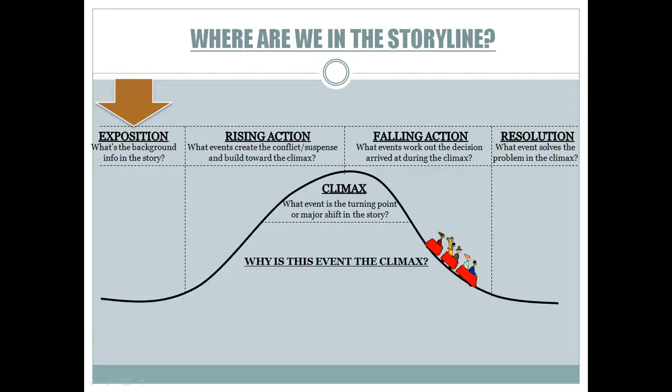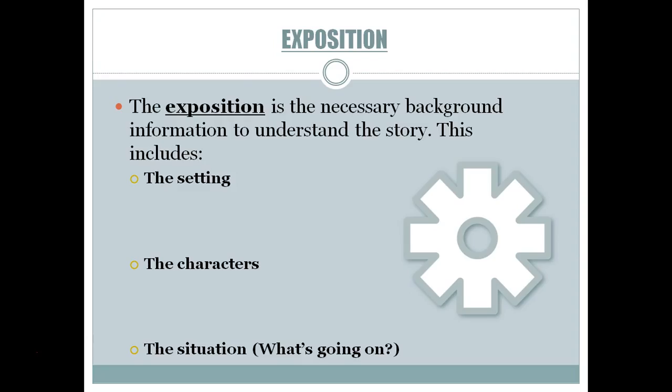And a way to remember this word, it's in the root. Exposition exposes us to the story and what we need to know, or it puts us in a position to understand what's going on in the story. So you might be wondering what counts as exposition, what counts as necessary background information. Well, there are three things we look at for this. One is the setting, one's the characters, and the last one's the situation.